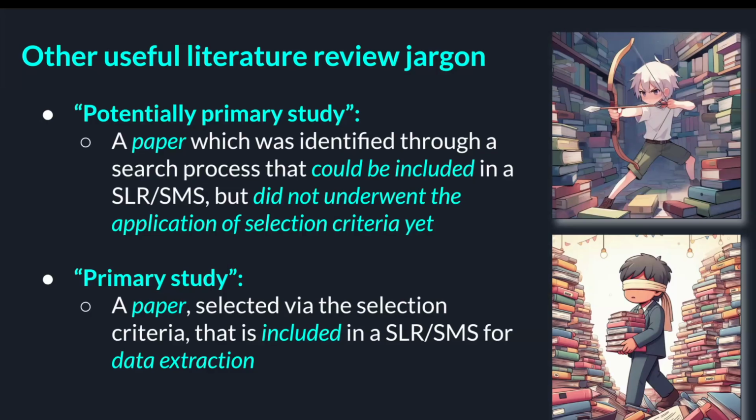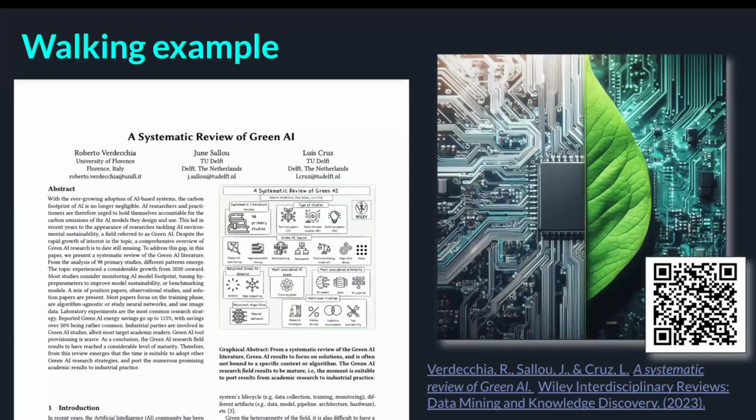A primary study instead, and this is a bit of the jargon I have to introduce about literature studies, is a paper that has been selected for inclusion in your secondary study. So you're sure this is a paper I will include in my literature study and I will extract data from it, and it's fixed. I guess you know a bit now what a primary and a secondary study is.